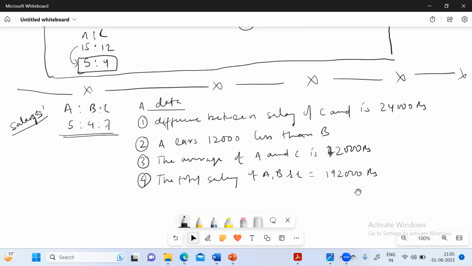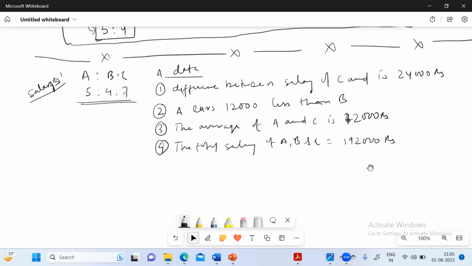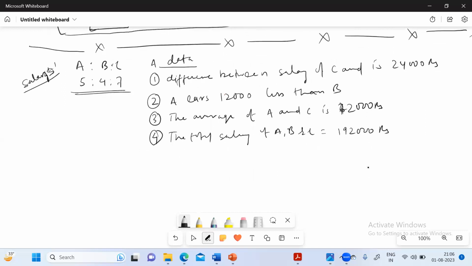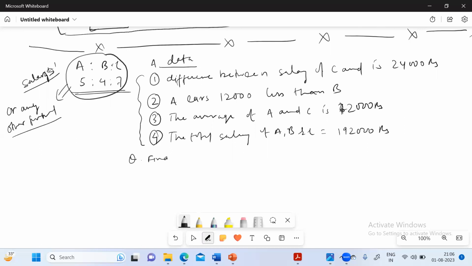And then finally they can ask a question. So this will be the typical structure of this type of problem. There will be a ratio given in this format, or any of the formats which I have already mentioned above, or any other format. They will give you a ratio. They will give you a data, and finally there will be a question: find the salary of C or A or B. They can ask any question.